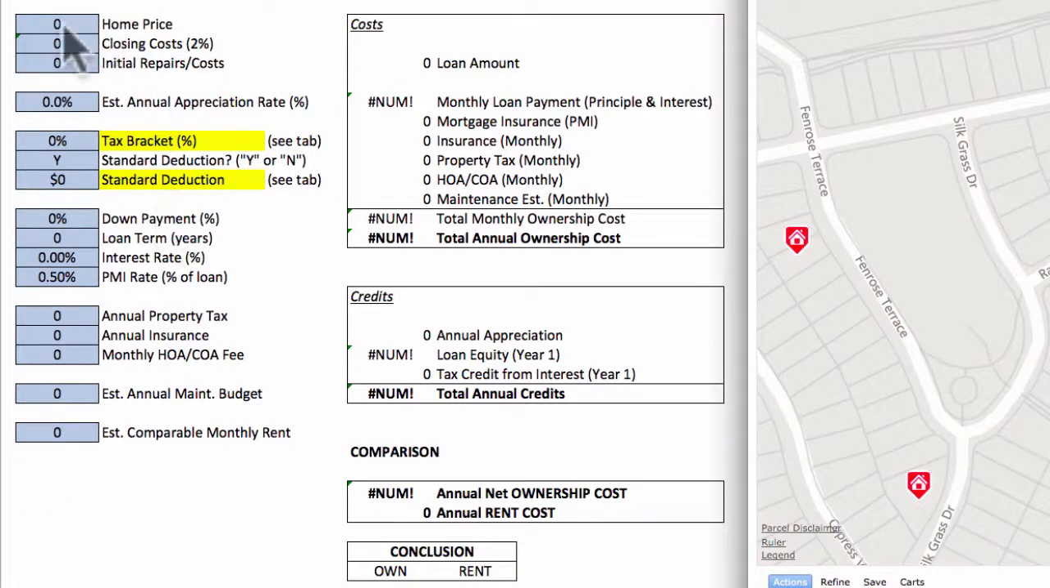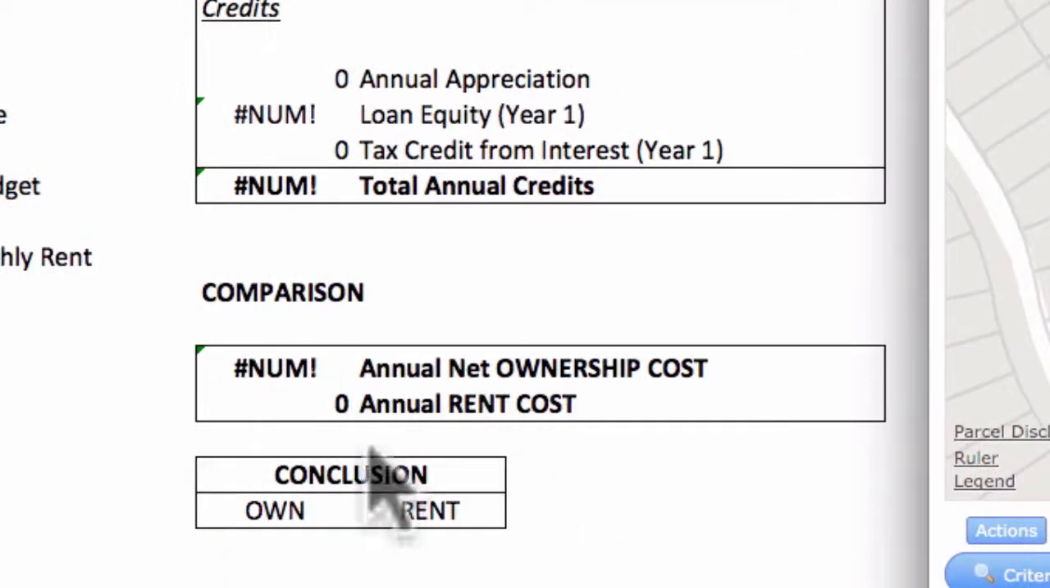So we're just going to input in these gray fields the information on and assumptions we're going to make about owning the property and what the rent cost is. And then the calculator will do everything else for us, with a conclusion at the very end where we will see the word own or the word rent highlighted in green, depending on which one makes more financial sense.